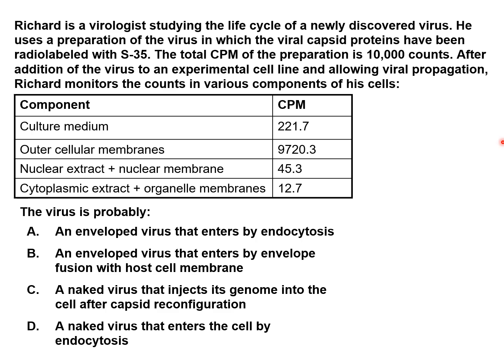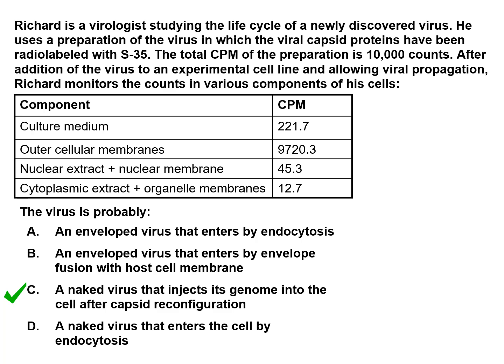Alright, so the capsid proteins are labeled and most of these ended up on the outer cell membranes despite a good viral propagation having occurred. Because the capsid is being left on the outer cell membranes, all you have to do is go back and look at the pictures in the previous couple of slides and you'll see that this only occurs in one case, and that's when you have a naked virus that injects its genome into the cell after capsid reconfiguration.